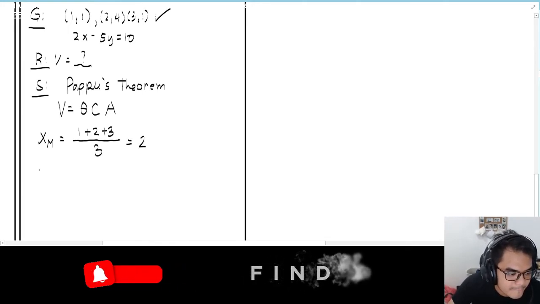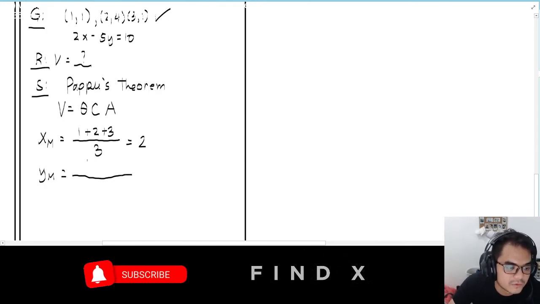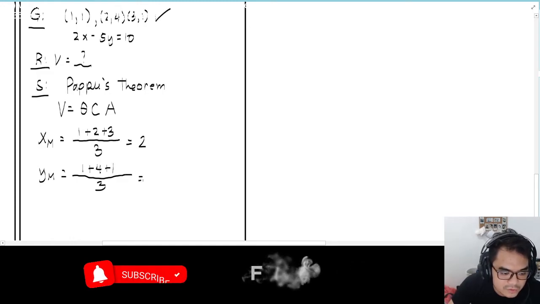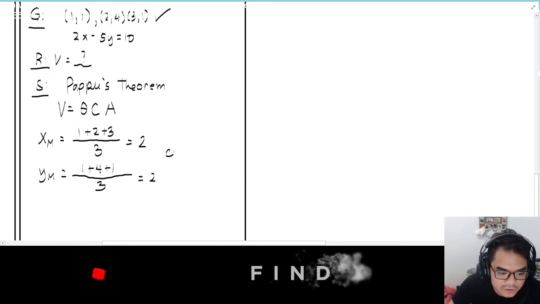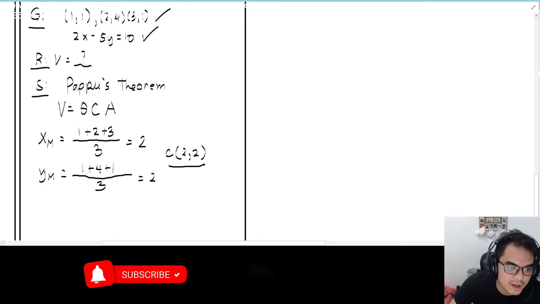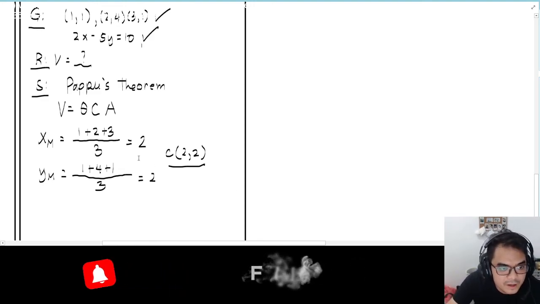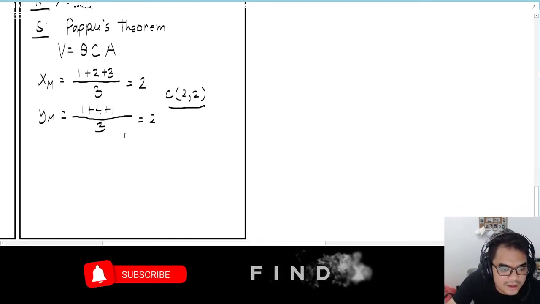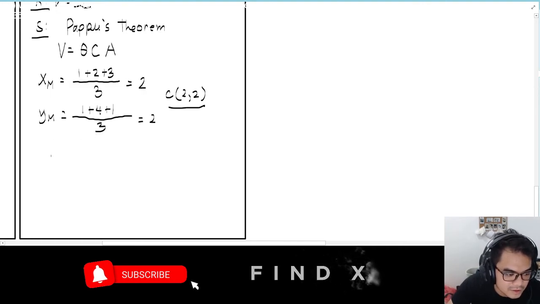And then for the y coordinate, this is equal to, get all the y's, you have here 1 plus 4 plus 1 all over 3. So this is equal to 2. Therefore, we have a centroid of 2 and 2. Now, you have to get the distance of this centroid to the line. So getting the distance of a point to a line, right? So getting that, that will become your C.